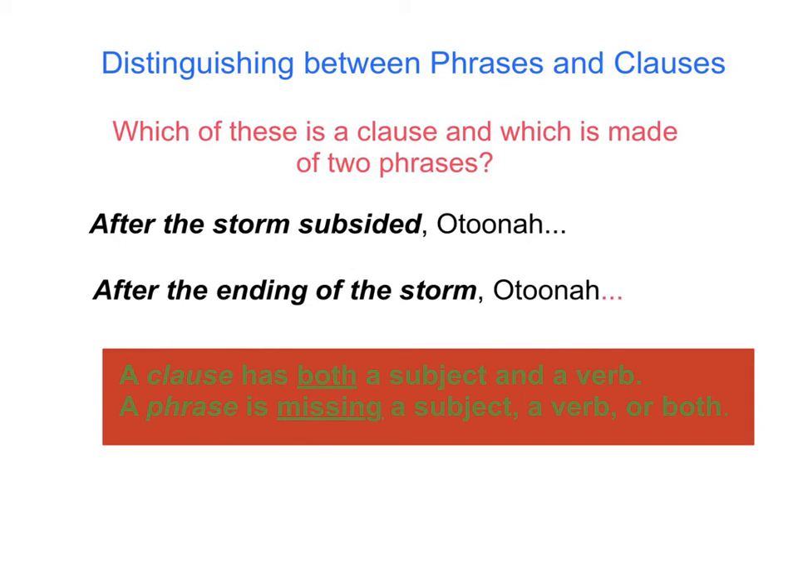Okay. So anyway, when you look at groups of words that could be a phrase or a clause, you look to see, does it have a subject, does it have a verb? And if it does have both, then it's a clause. And if it is only a verb or only a subject or neither, then it's really just a phrase.